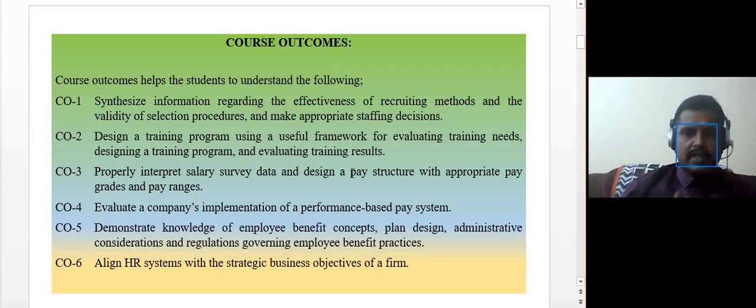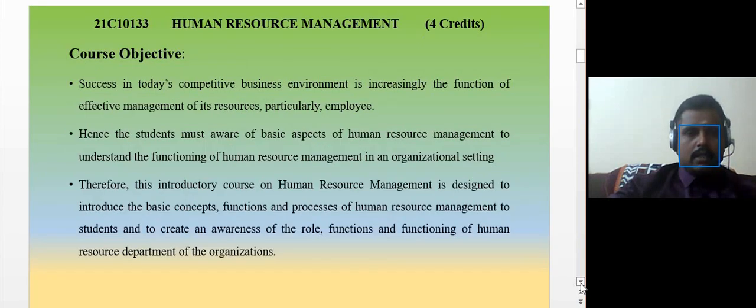And the fourth outcome is to evaluate a company's implementation of a performance-based pay system. And the fifth course outcome is to demonstrate knowledge of employee benefit concepts, plan design, administrative considerations and regulations governing employee benefit practices. And the last outcome is to align human resource systems with the strategic business objectives of a firm. These are the core objectives of human resource management.